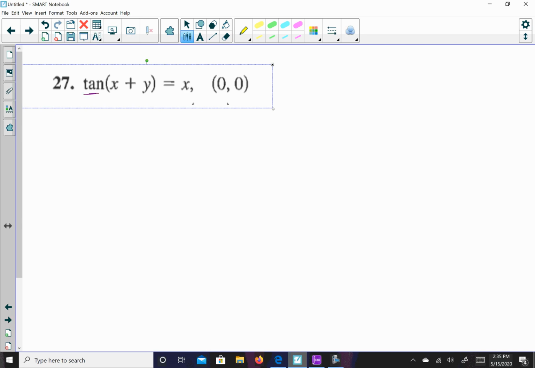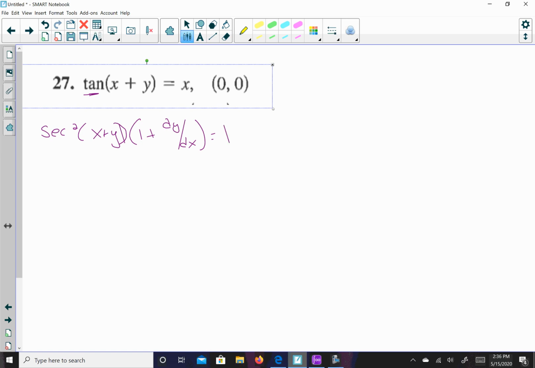So taking the derivative of the tangent, that's going to be secant squared. And then my x is x plus y. That's taking the derivative of tangent. Now to take the derivative of what's inside, the derivative of x is 1. The derivative of y will be dy dx. And then equals, and then the derivative of x is 1.